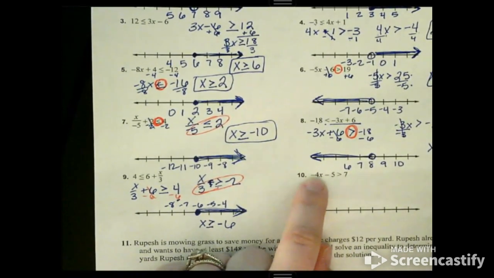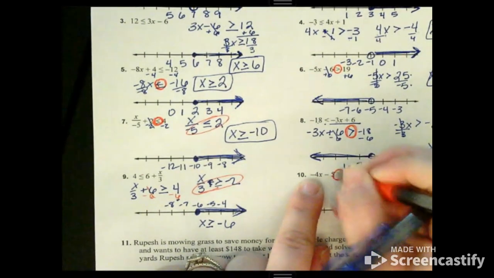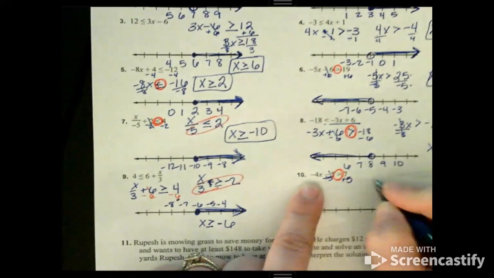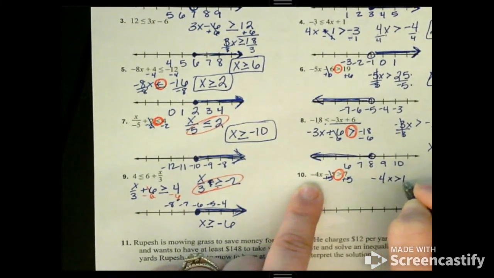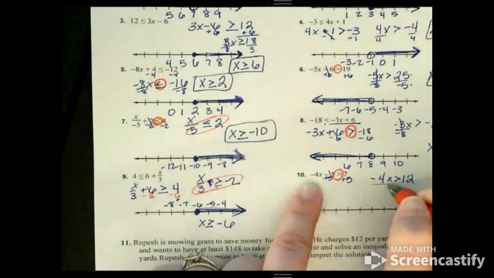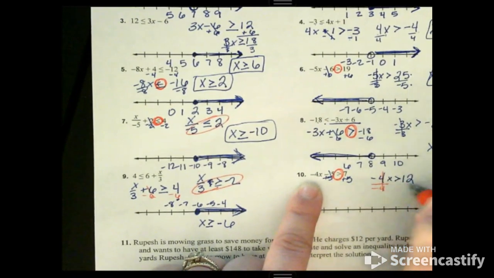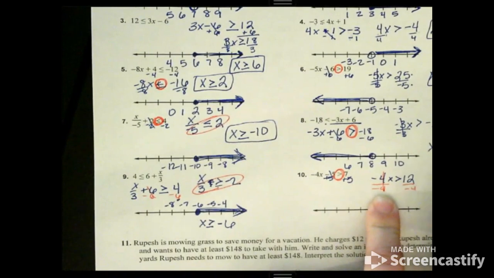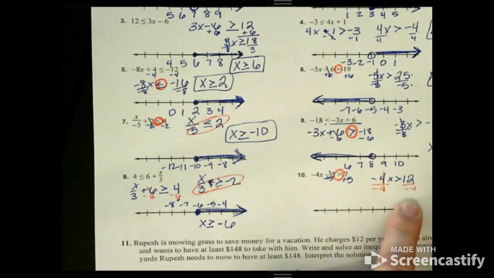I had a negative. I had to divide by negative, so I am going to have to flip my sign. So I add 5, add 5. So I have negative 4x is greater than 12. Right? Then what? Divide by negative 4. Divide by negative 4. So if I divide by negative, flip my sign, it's going to be a positive what? 3.